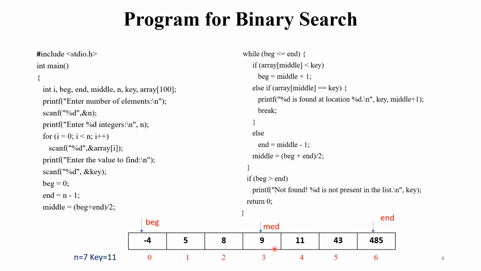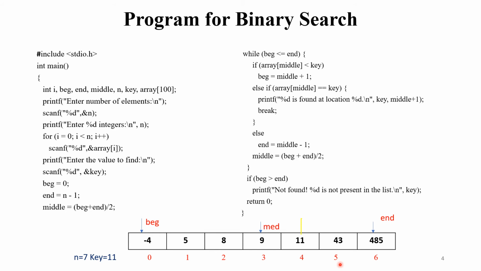Here our middle is 3, so 3 plus 1 is 4. So we shifted the beginning to this index. Next, this is our beginning and this is end. Now repeat this procedure. Middle is equal to (beginning plus end) divided by 2. Here beginning is 4 and end is 6. So 4 plus 6 is 10, divided by 2 is 5.